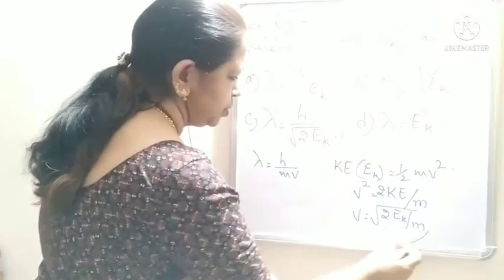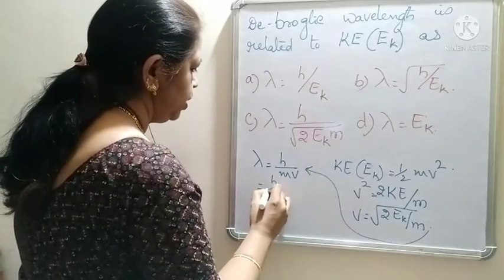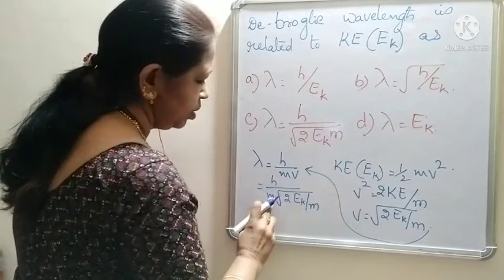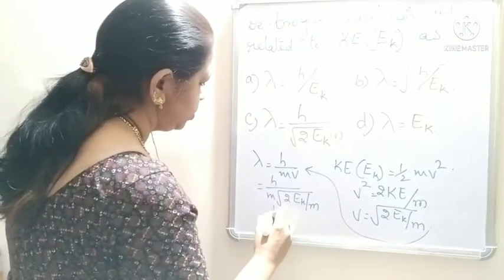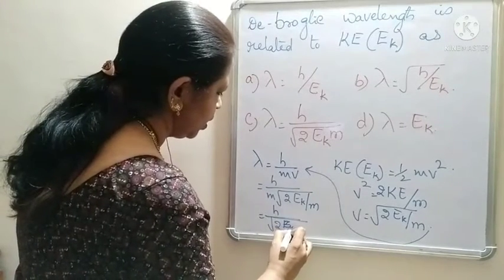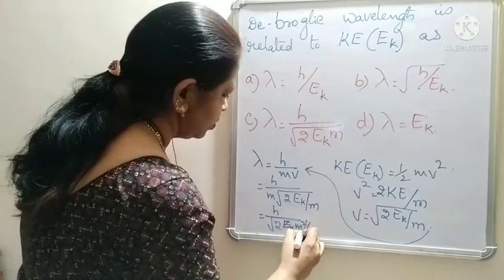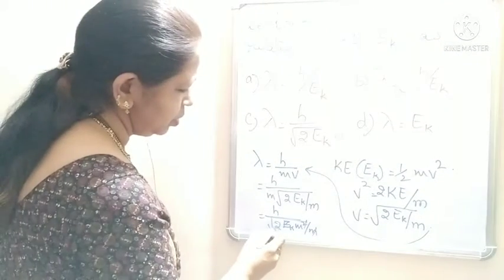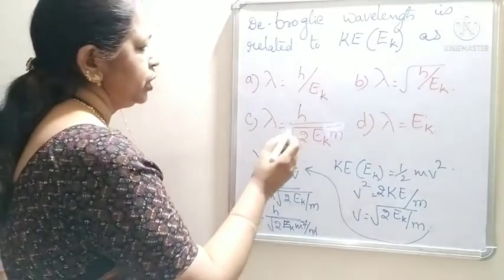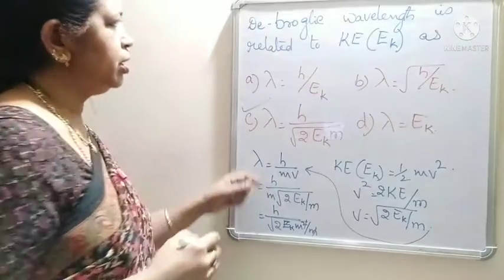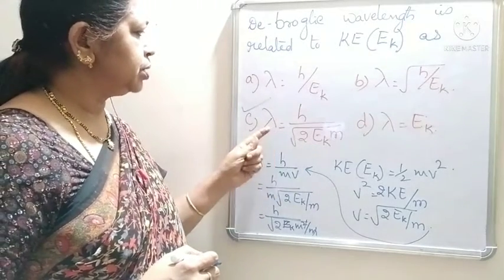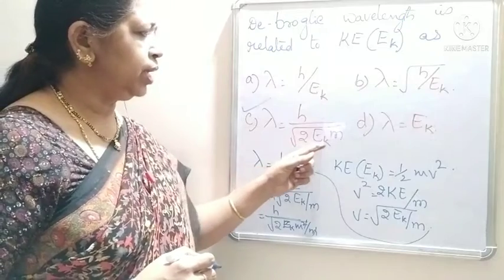Right? Now, let us substitute this in this equation. h by m under root of 2 Ek by m. Now, let us take this m into the root: h by under root 2 Ek m square by m. So it will be h by under root 2 Ek m. Lambda is equal to h by under root 2 Ek m. So here C is the answer for this question. The relation between de Broglie wavelength and kinetic energy is h by under root 2 Ek m.